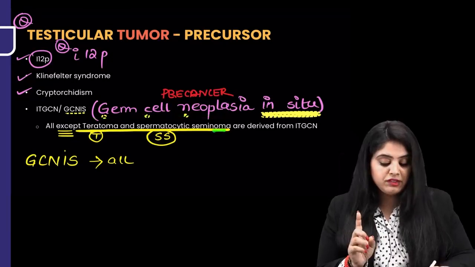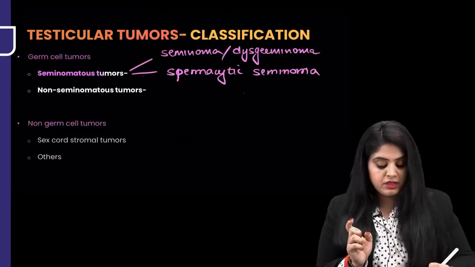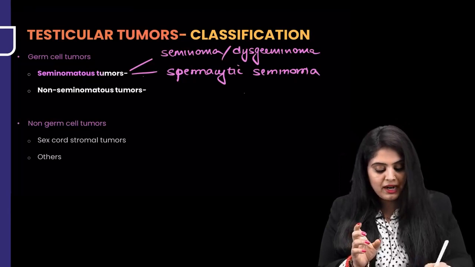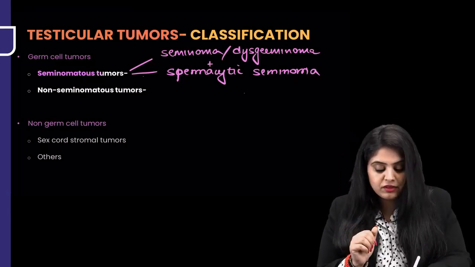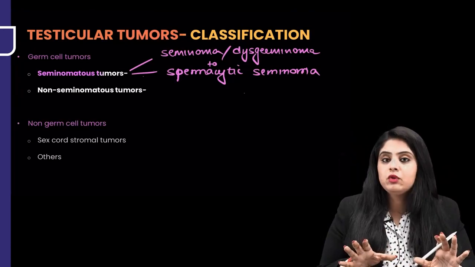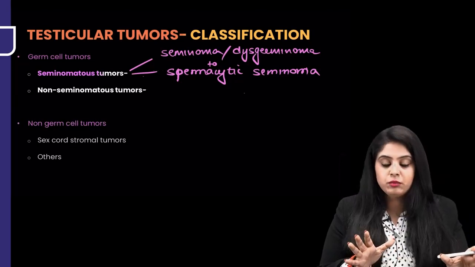No. Remember, spermatocytic seminoma was an exception. It is not arising from the precursor. So repeating this once again. Seminoma is the short name, and spermatocytic is the full name. So spermatocytic seminoma: long name, long age, long chromosomes, lengthy gained chromosomes.